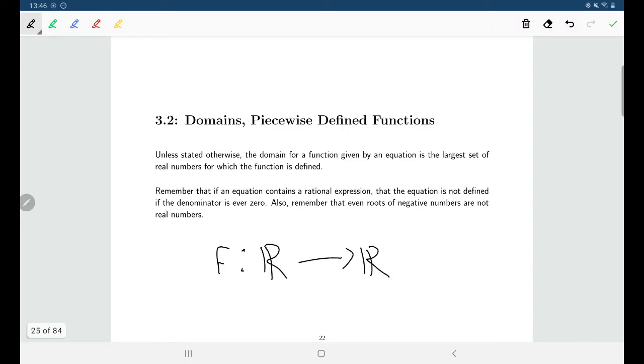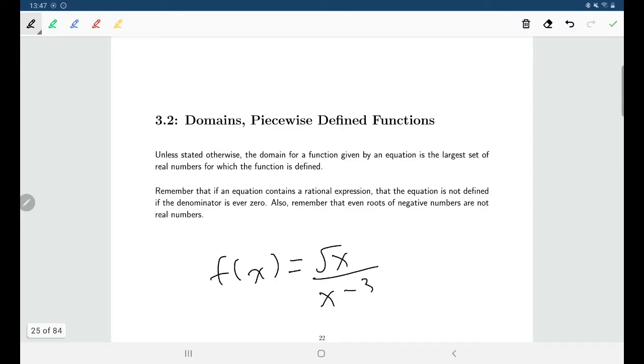We could say first, before we define what f of x is, that, for example, it maps from the reals to the reals. But for a lot of cases, we'll just be giving a function like an equation. F of x is equal to square root of x over x minus 3. And I won't say what the domain is, and it'll be understood that the domain will be the largest collection of x values that makes this function defined.